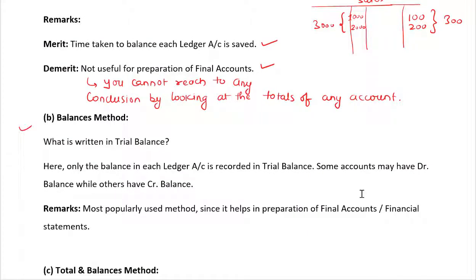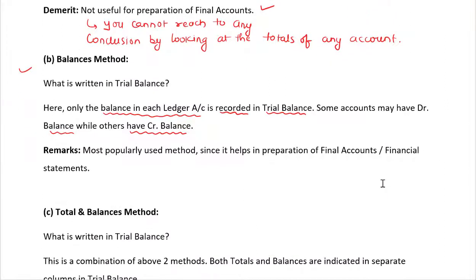Here, only the balance of each ledger account is recorded in the trial balance. Some accounts may have a debit balance, while some accounts may have a credit balance. This is the most popularly used method, since it helps in the preparation of final accounts or financial statements, that is, the income statement and the statement of financial position.